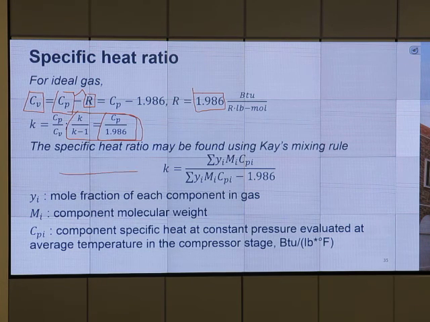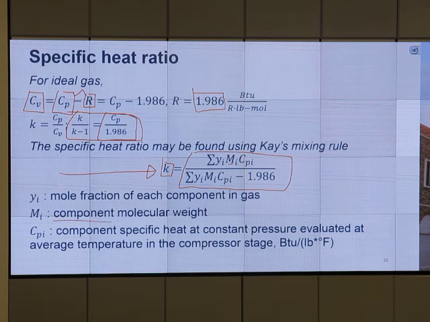There is another one that is about the mixture. If you have many gases mixed together, like natural gas has several components, right? Add them together, it will be some K value. So for that K value, we can do the weighted average, using that equation. So Mi is the component molecular weight, Cpi is per pound mole, because M is a molecular weight and yi is mole fraction. Okay, but typically you don't use this.